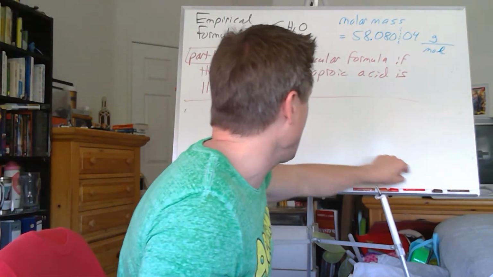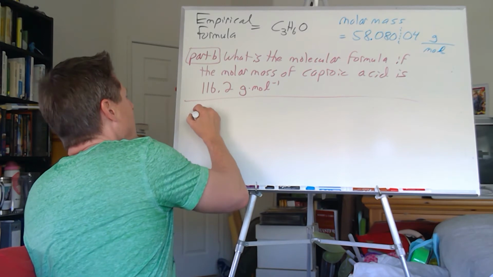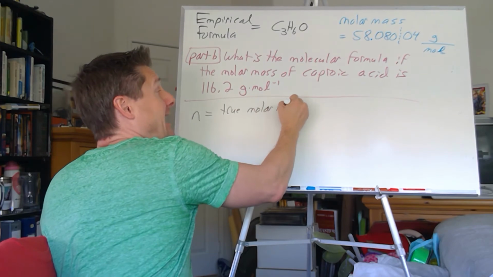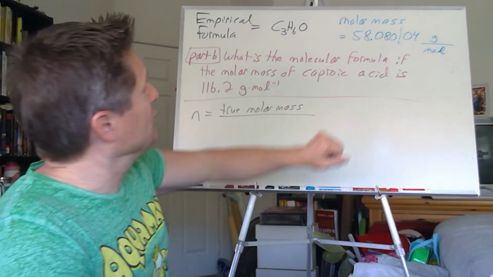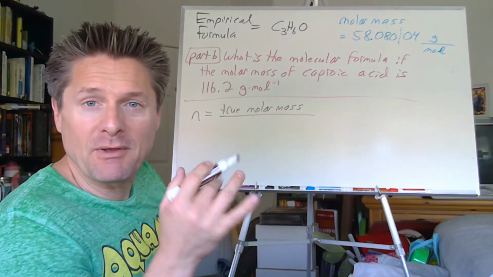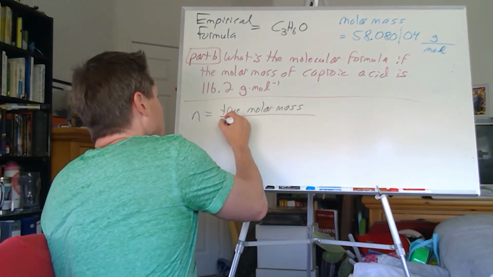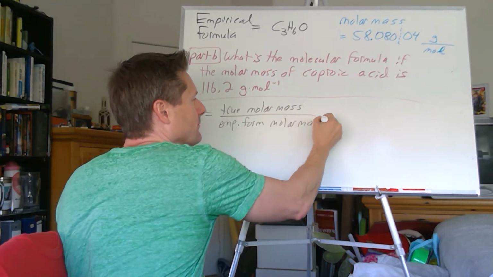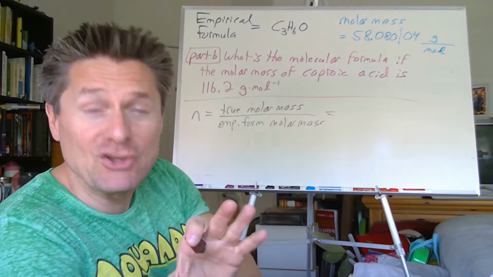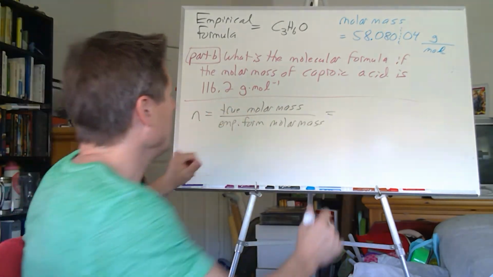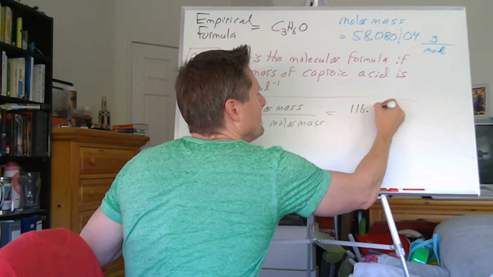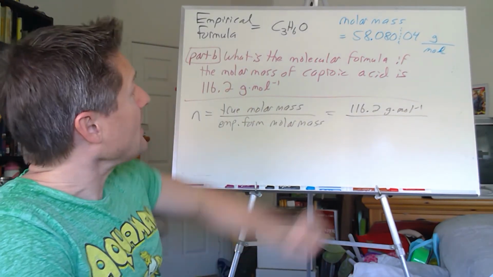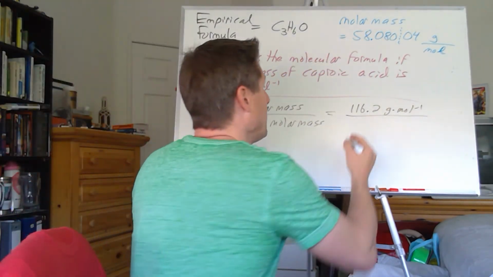All right, so N is the true molar mass over the empirical formula molar mass on the bottom. You could also use molecular mass if it was given to you, not in grams per mole, but in atomic mass units, Daltons, or something like that. So what's the true molar mass? That's provided. You can't calculate that because you don't know what it is, so we have to measure that. 116.2 grams per mole. The empirical formula molar mass we calculated from our empirical formula.